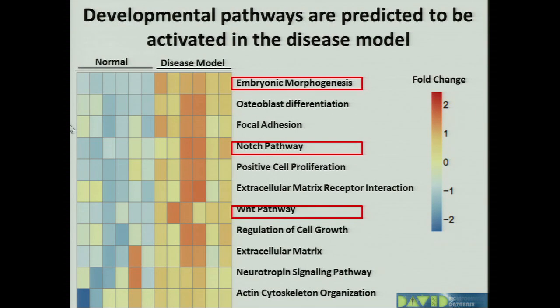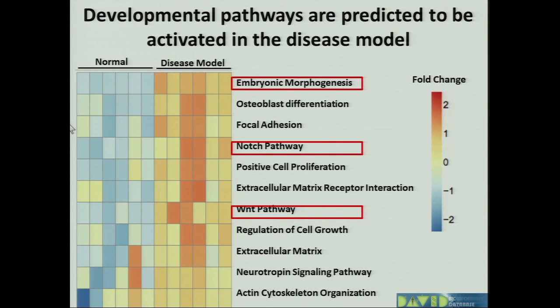RNA sequencing showed that developmental pathways are predicted to be activated in our disease model. We looked at the gene expression profiling of our disease model and compared it to that of normal lung fibroblasts. As you can see in this heat map here, genes involved in embryonic morphogenesis were highly upregulated compared to our control. Additionally, we saw that the Notch pathway and Wnt pathway, and in additional data not shown here, that the TGF-beta and TNF pathways were also upregulated.